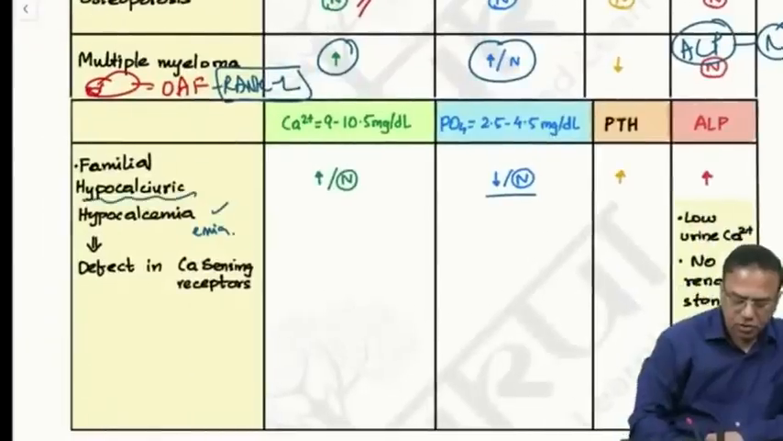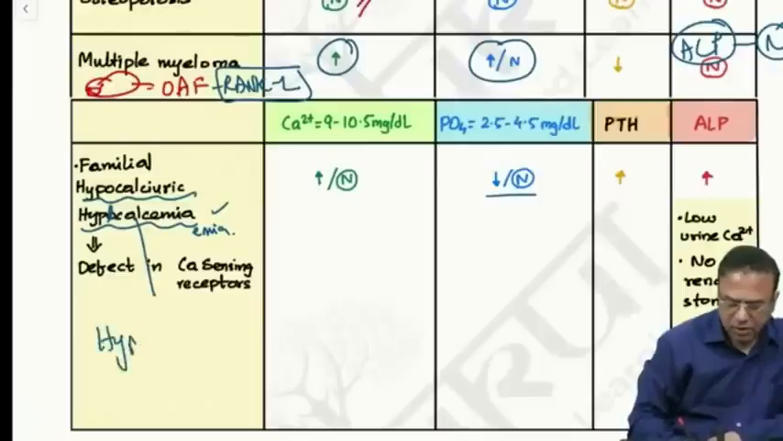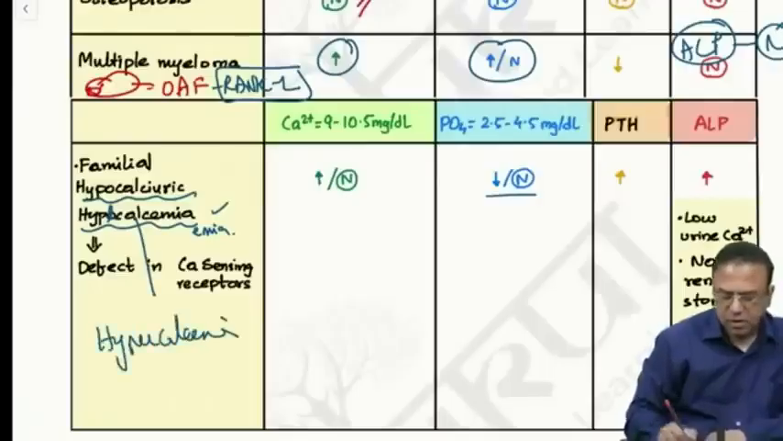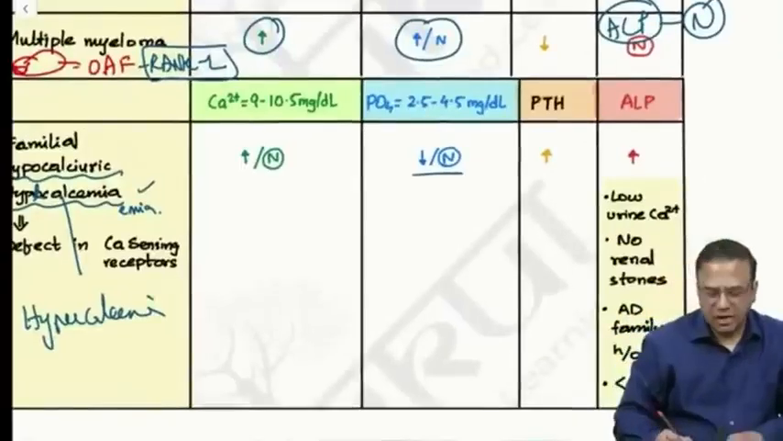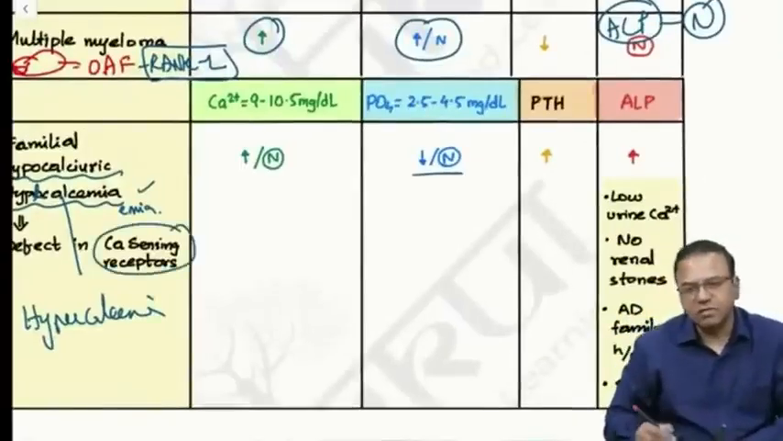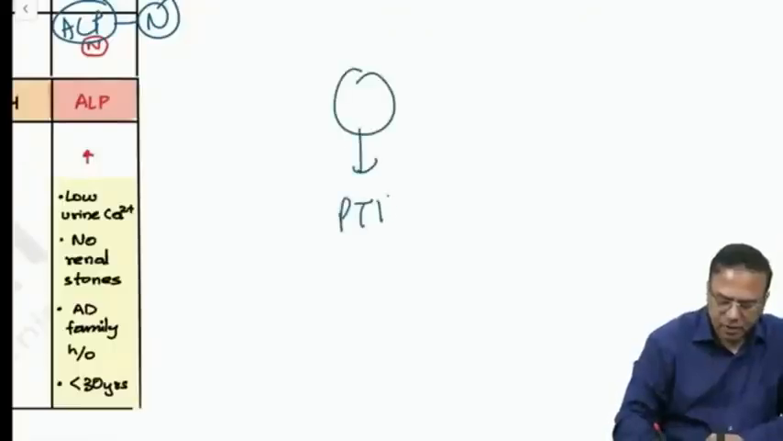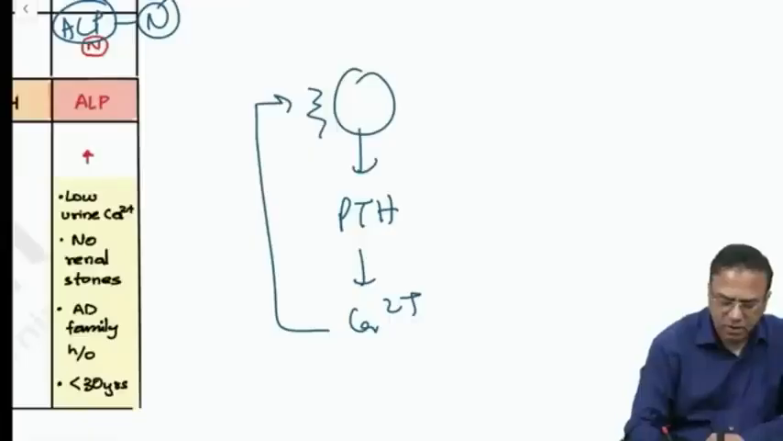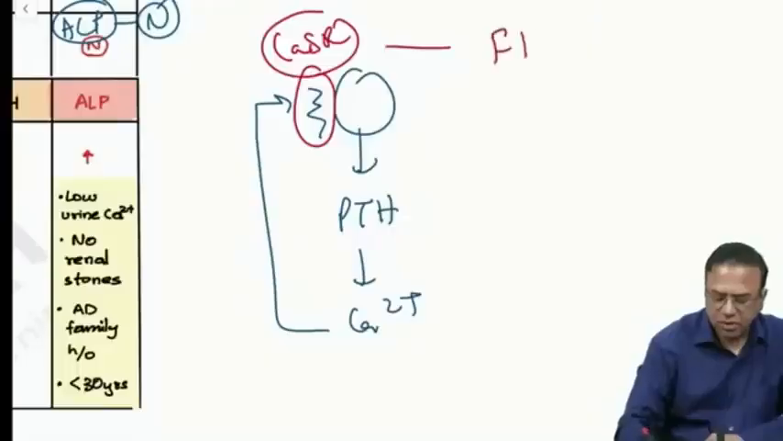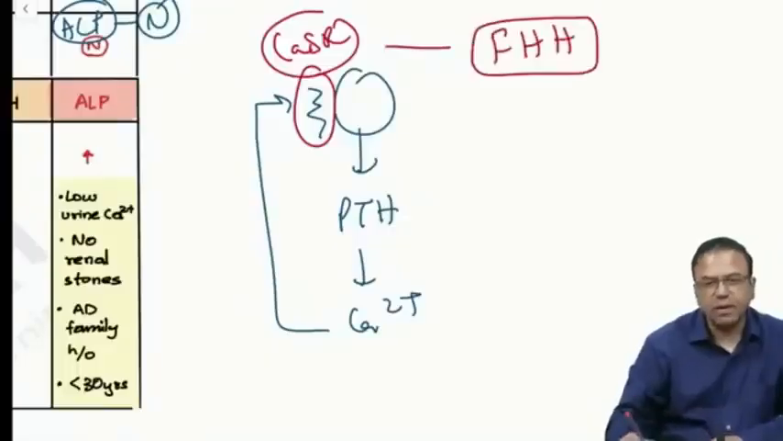Then you should know about something called hypocalciuric hypercalcemia. Okay, so make the correction over here. This is hypocalciuric hypercalcemia. In this condition, there's actually a defect in the calcium sensors. The calcium sensing receptor is defective. The parathyroid gland that should produce parathormone is supposed to maintain the calcium. The feedback is via this receptor, and this receptor is defective. This scenario is called familial hypocalciuric hypercalcemia.